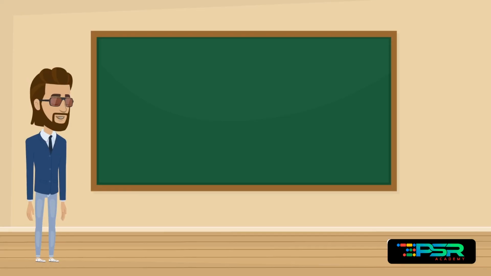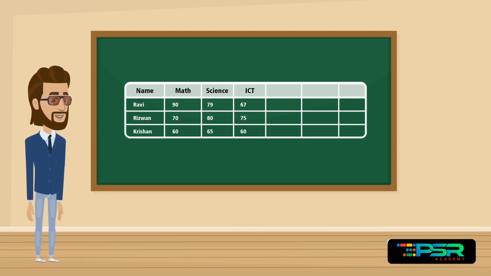Now, let's look at a classroom scenario to see how data and information apply there. Imagine a teacher has recorded each student's scores across different subjects. The scores look like this. At first, these are just separate numbers for each subject, so they're data. Each score by itself doesn't tell the teacher much.